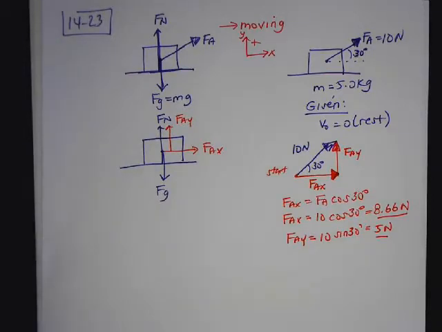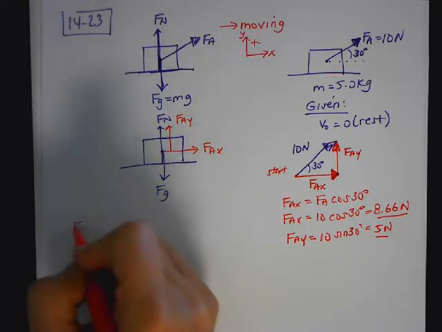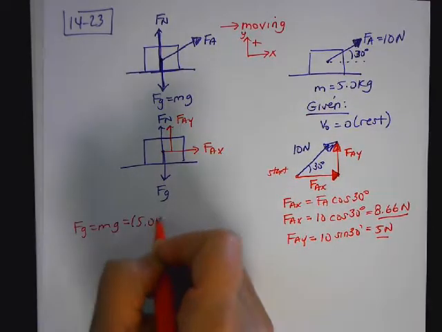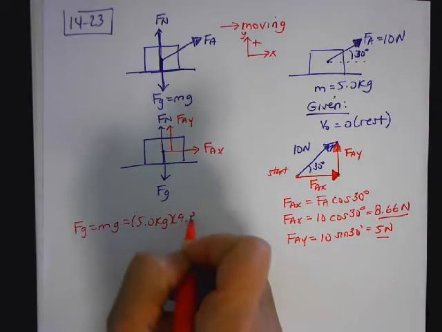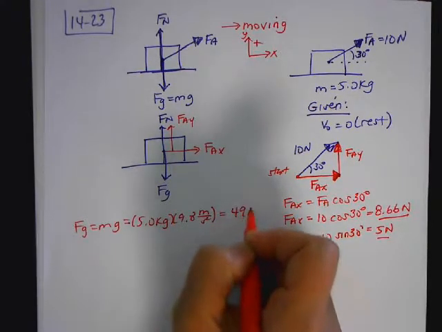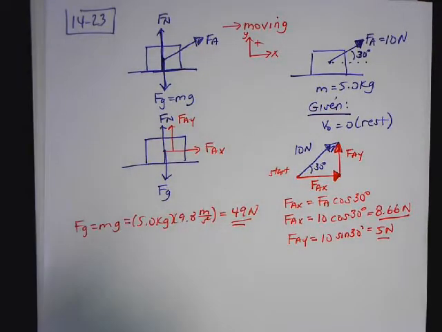Because now all I'm doing is summing my forces. Right off the bat, before I start, I can say F of G is equal to mg, and that's equal to 5 kilograms times 9.8 meters per second squared, which is equal to 49 newtons.